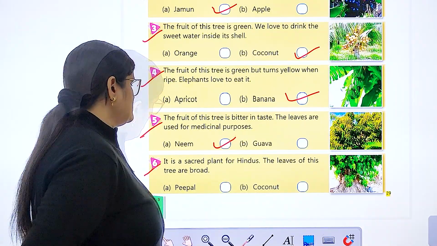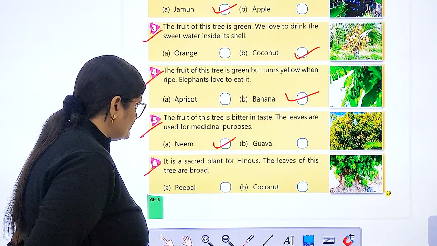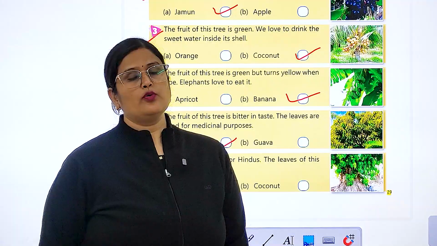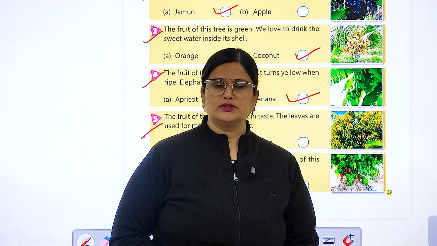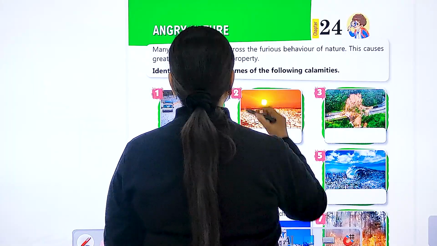Number 6. It is a sacred plant for Hindus. The leaves of this tree are broad. So dear students, this chapter is over. Now let's begin the next chapter. Chapter number 24. Angry Nature.